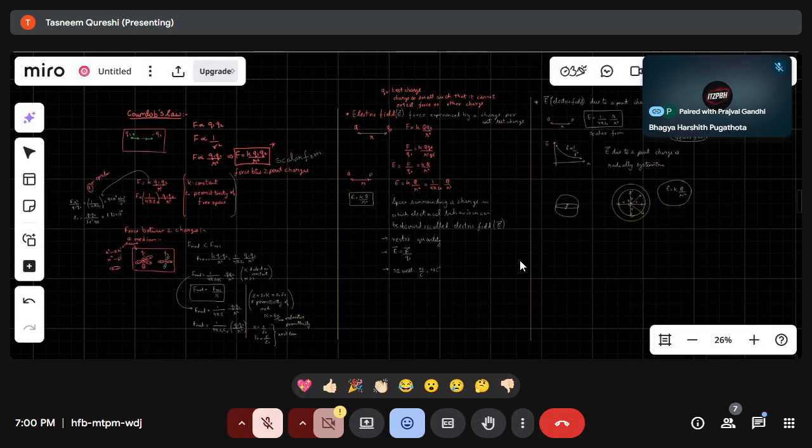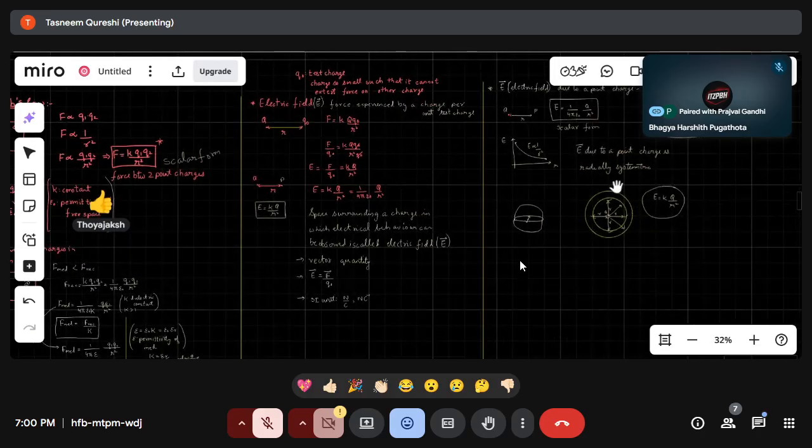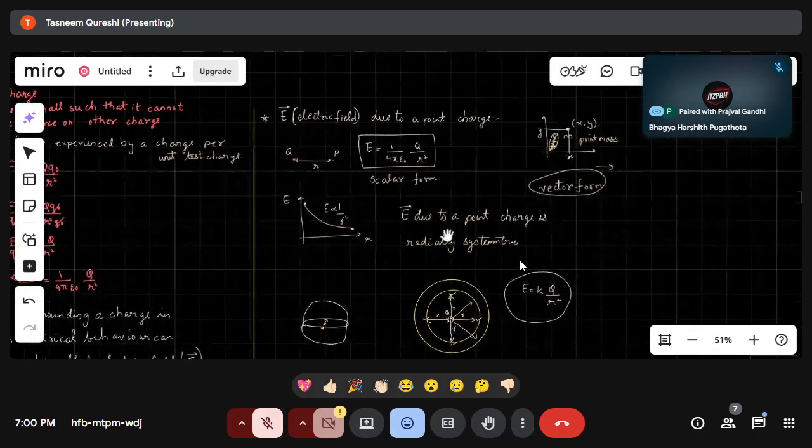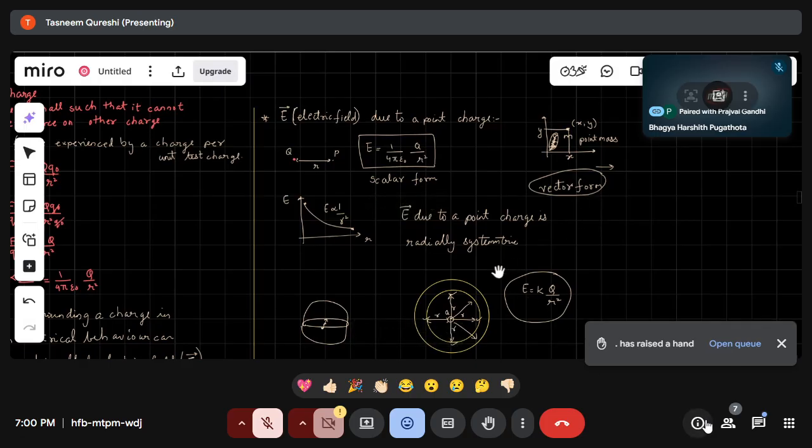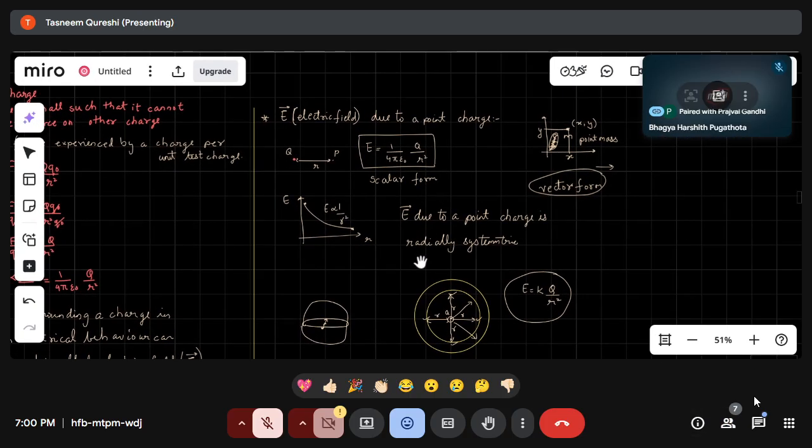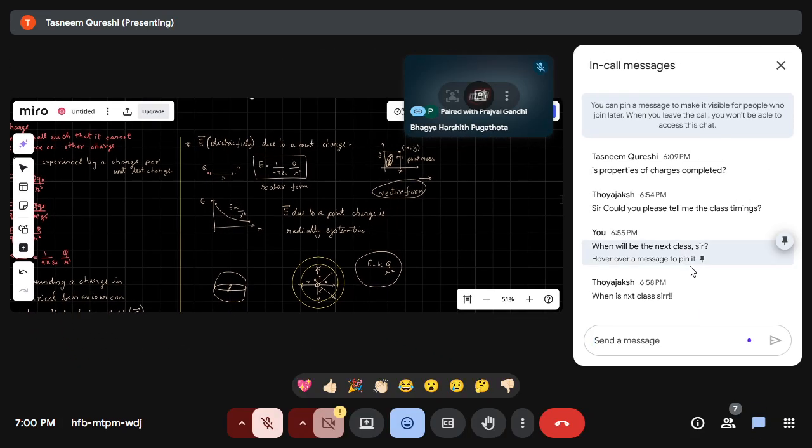And then we wrote the electric field due to a point charge. Here it is. And we told this graph will look like this, and we discussed what a point charge is, like with an analogy of point mass. Then I told you the vector form, I will teach you next class. And we saw electric field is radially symmetric.